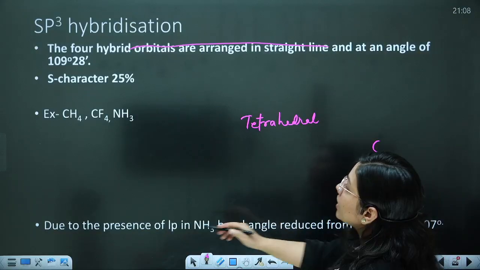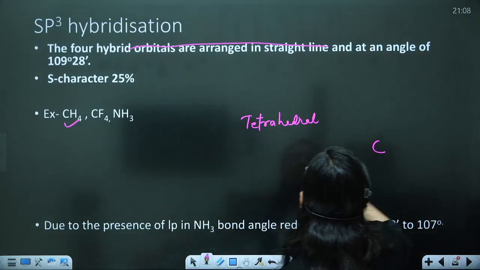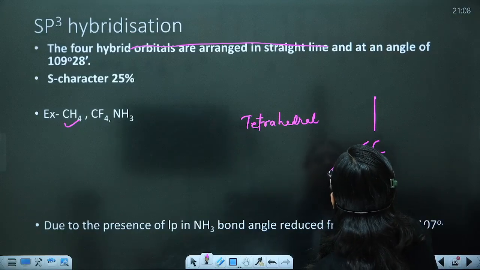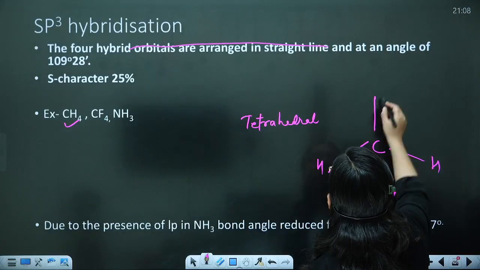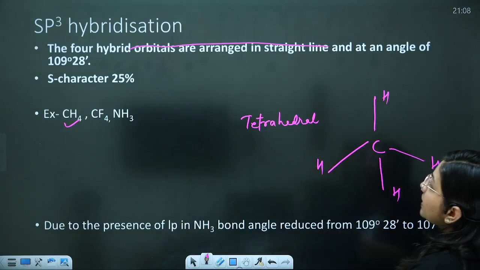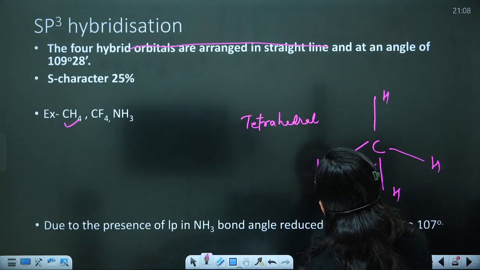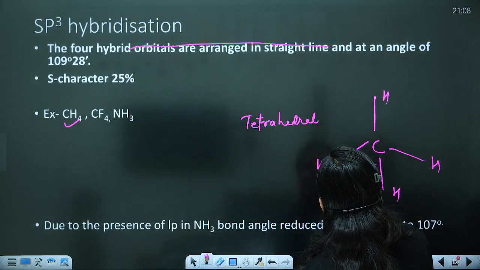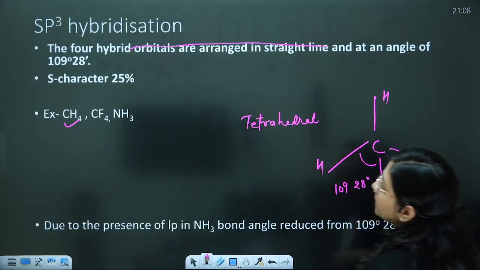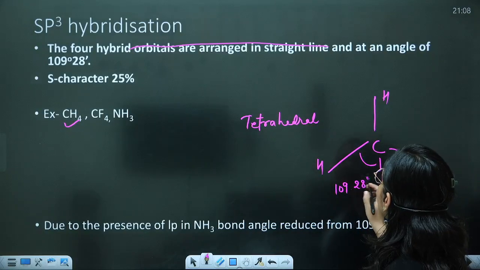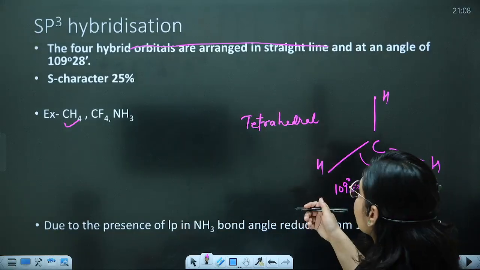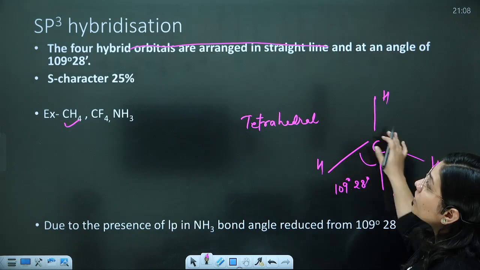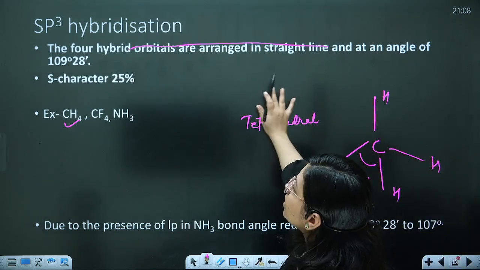See, I am taking one example. Carbon attached to 4 hydrogen atoms, each of them is at an angle of 109.28 degree, okay, or we can say 109 degree 28 minutes, okay. So this will be the structure, this will not be the case, okay.